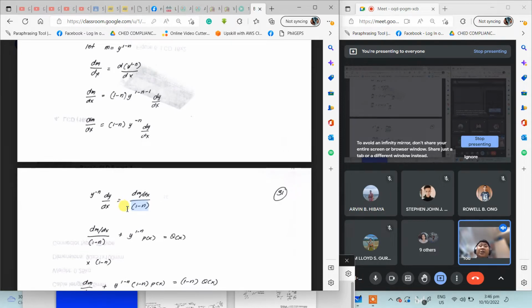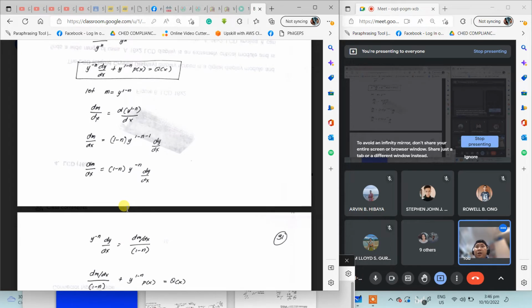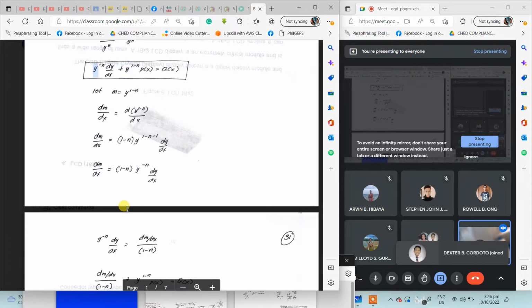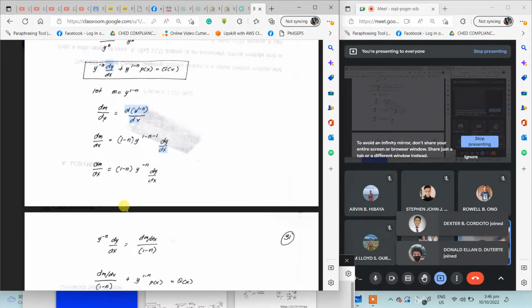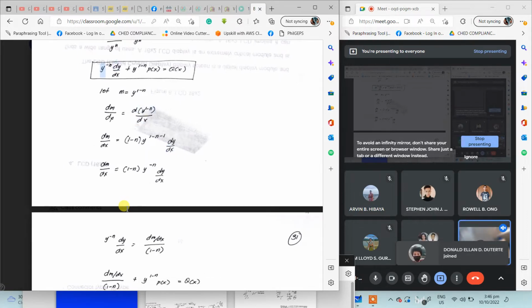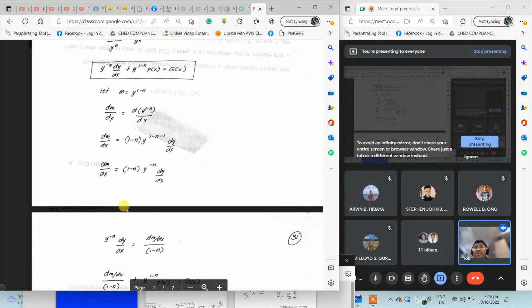Our target here, by solving this part, is y raised to the power of 1 minus n. Our target is to replace the first term. If you look here, y raised to the power of negative n multiplied by dy over dx, this is just the first term.